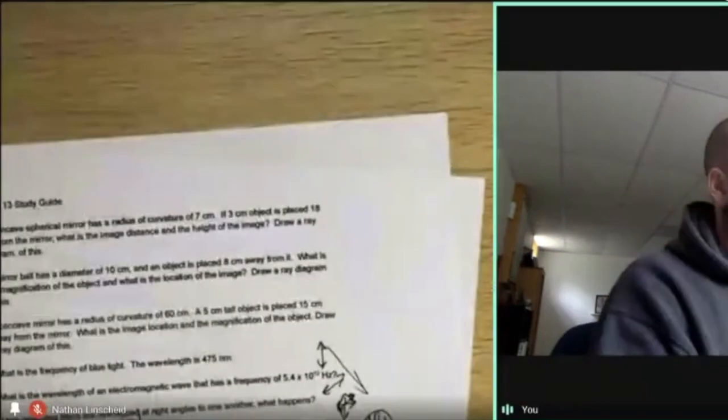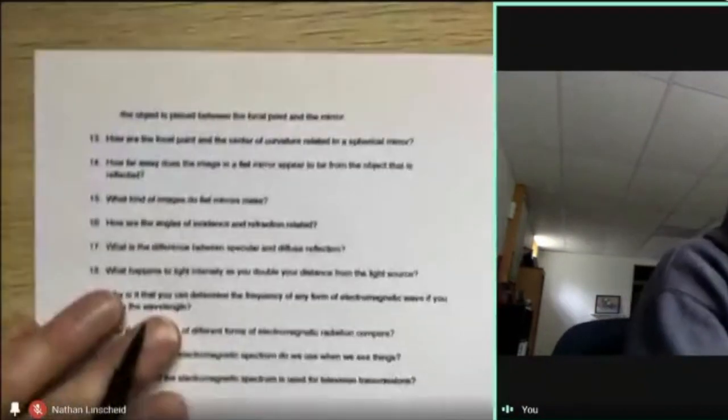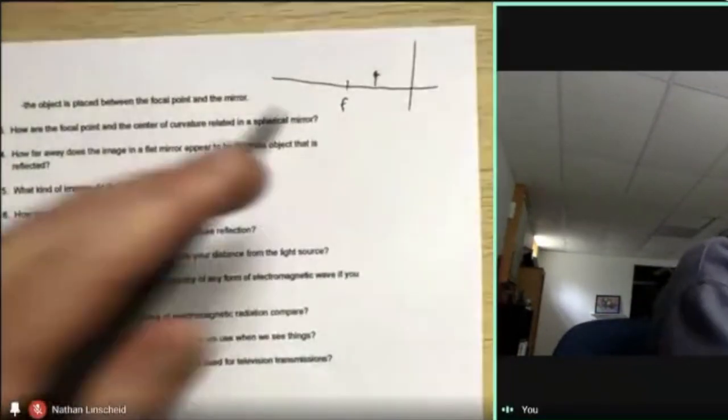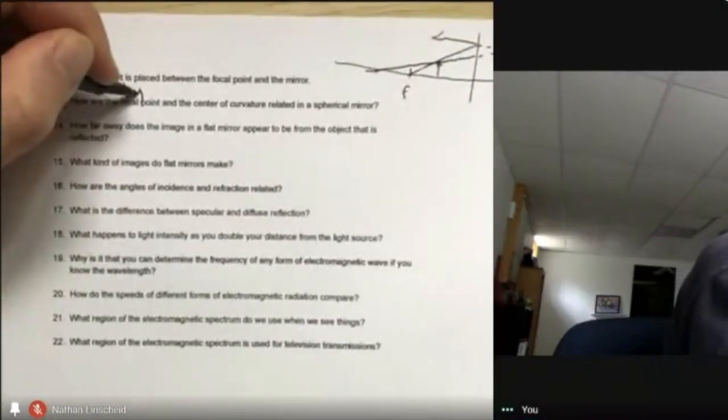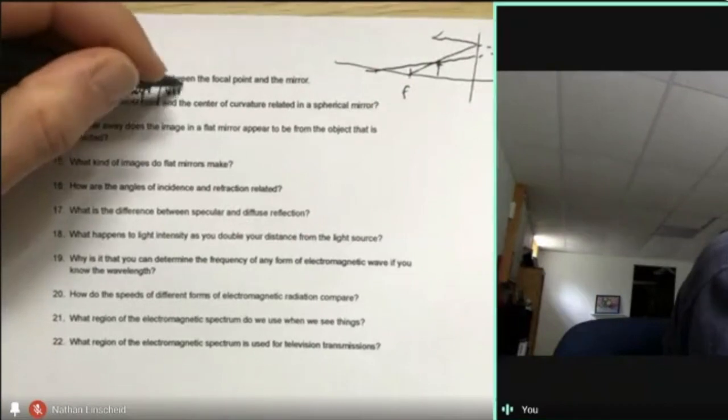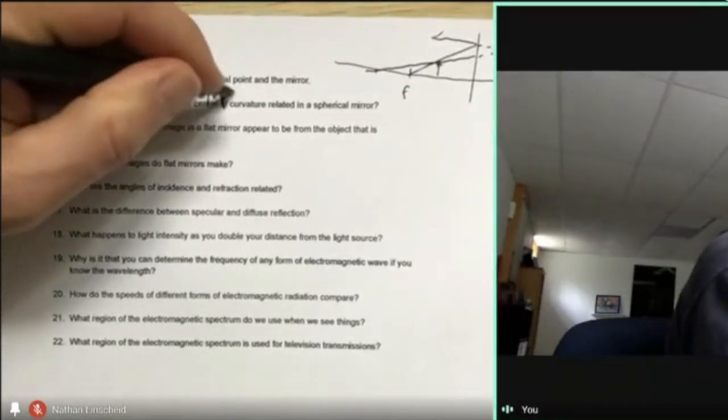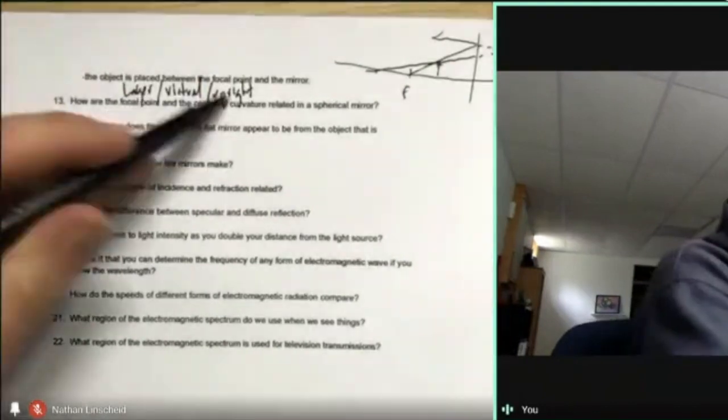And then for the last one, it says, what if you put it inside the focal point? Okay, so here's my focal point. Here's my object. That's a really bad drawing, but it's good enough. So this will connect, come off here, and then center of curvature. Here I've got a larger virtual upright image. And again, that's redundant because all virtual images are upright.